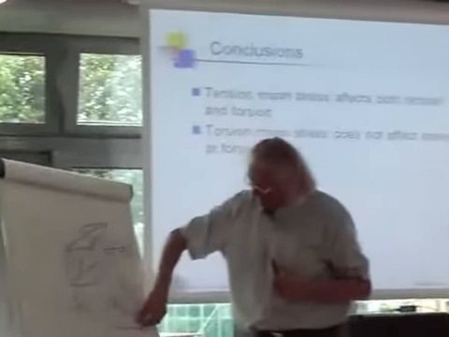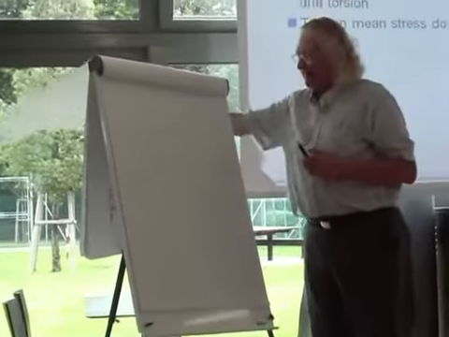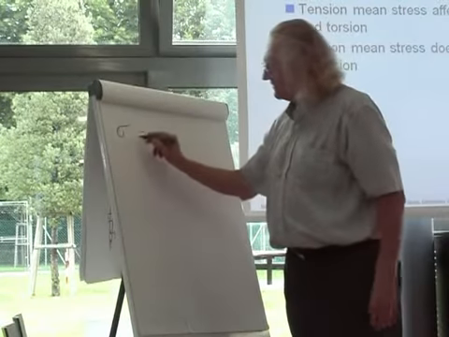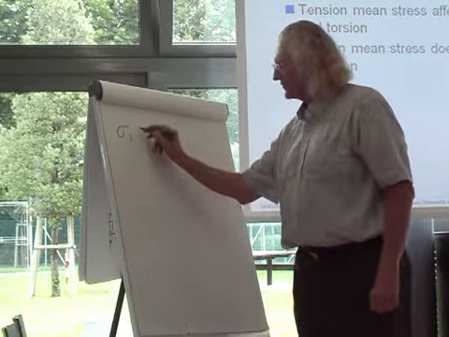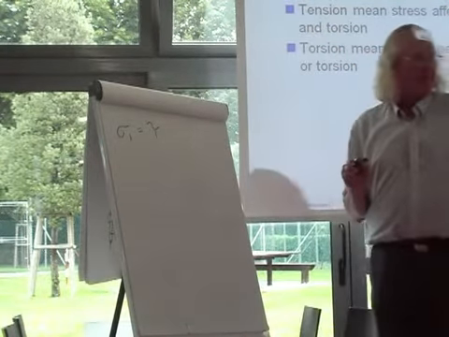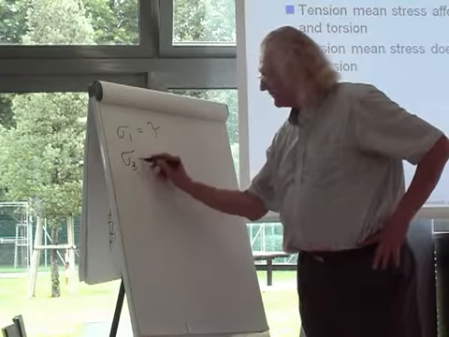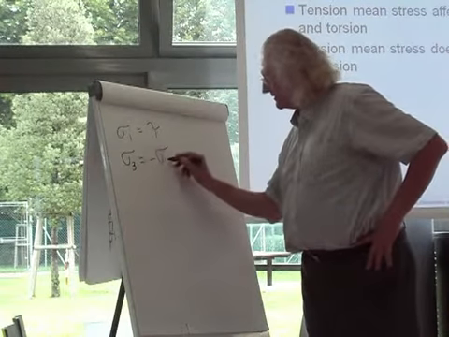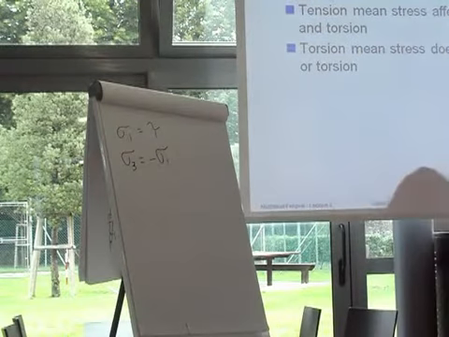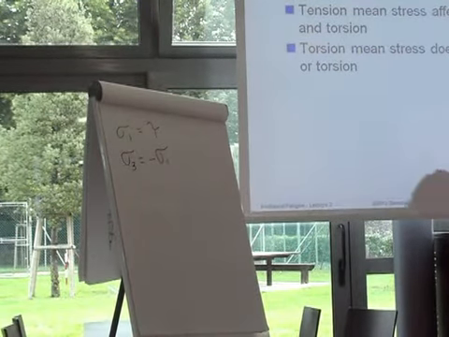Well, if a mean torsion is unimportant, what are the stresses in torsion? So I think about the stresses in torsion. In torsion, of course, I have the first principal stress equal to whatever the shear stress is, and the third principal stress is equal to minus the first principal stress. Okay, so those are the three stresses I have to work with.